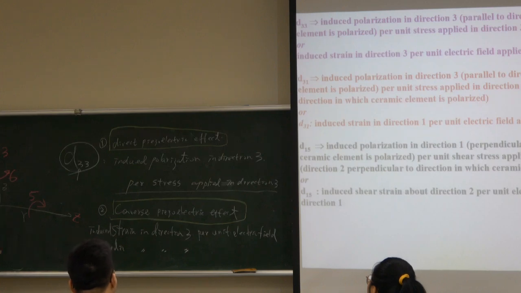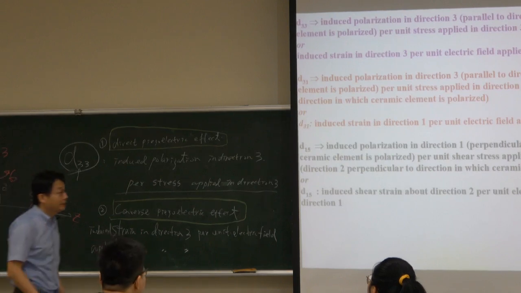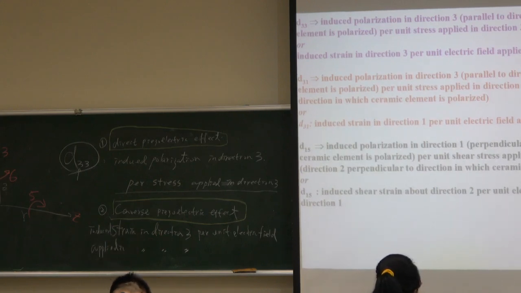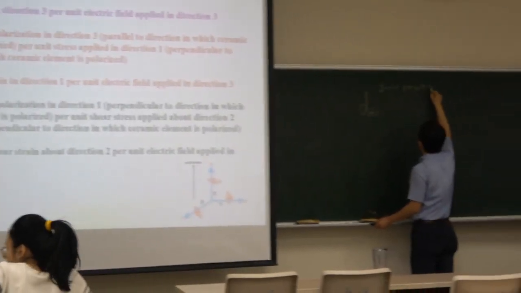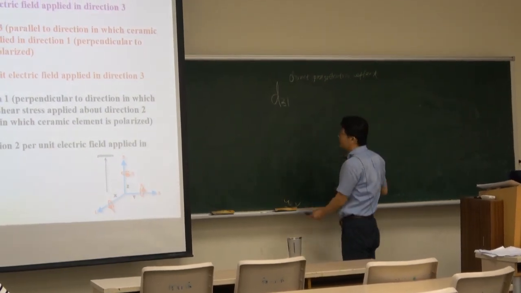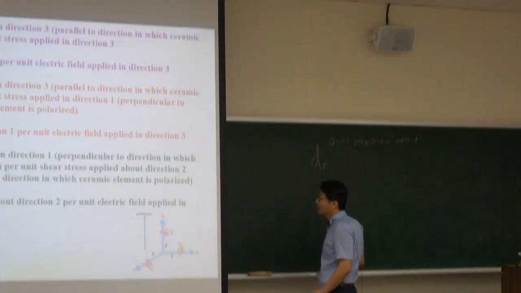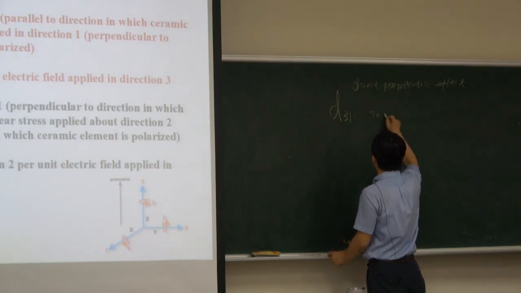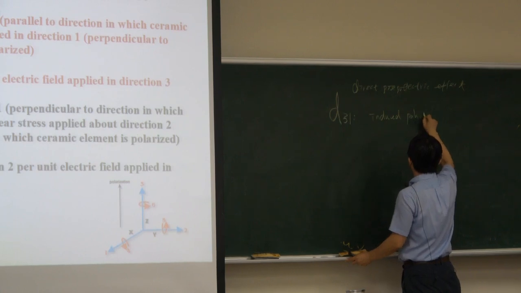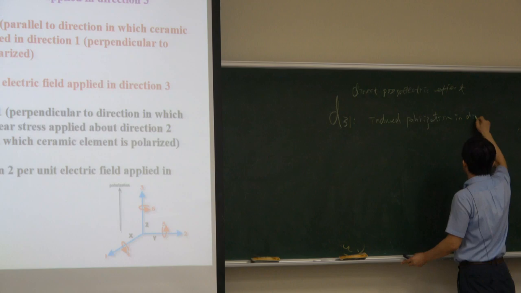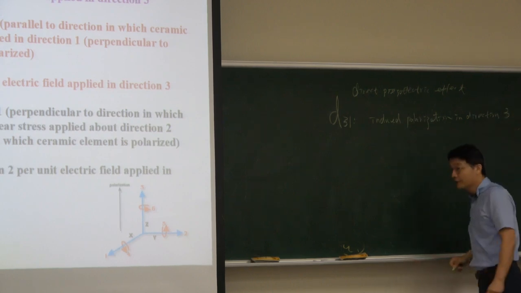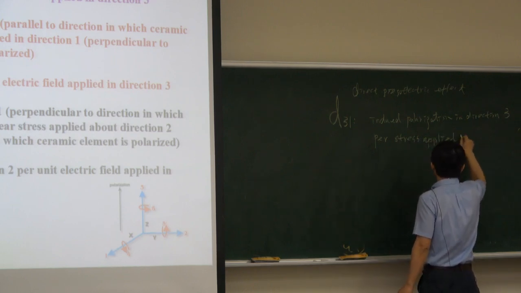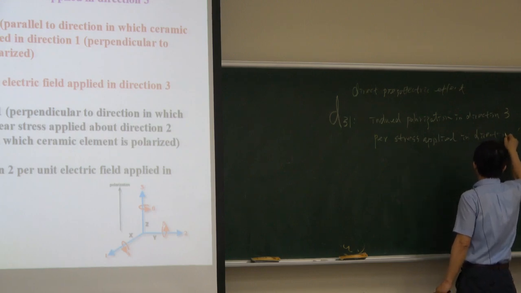Now if we have d31, for the direct effect, d31 represents the induced polarization in direction 3 per stress applied in direction 1.